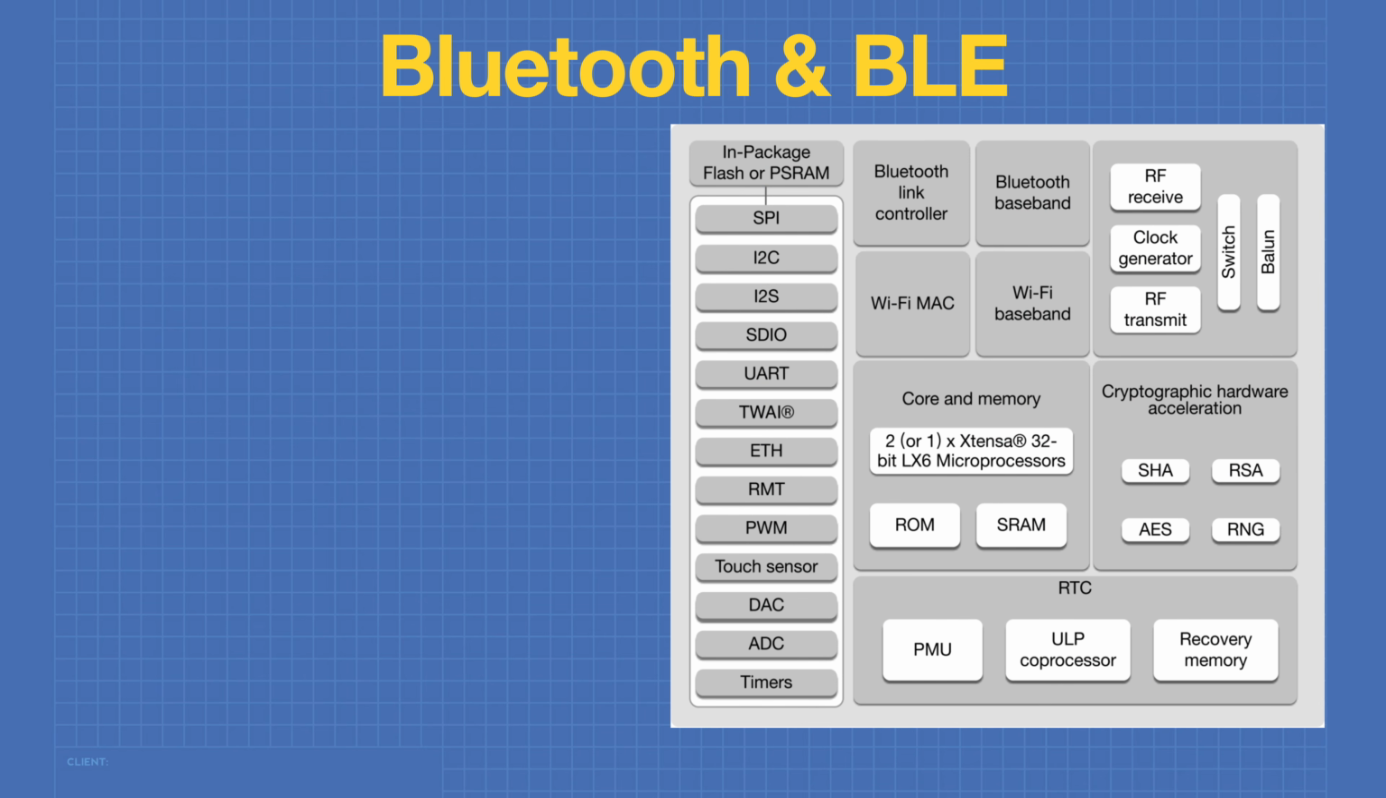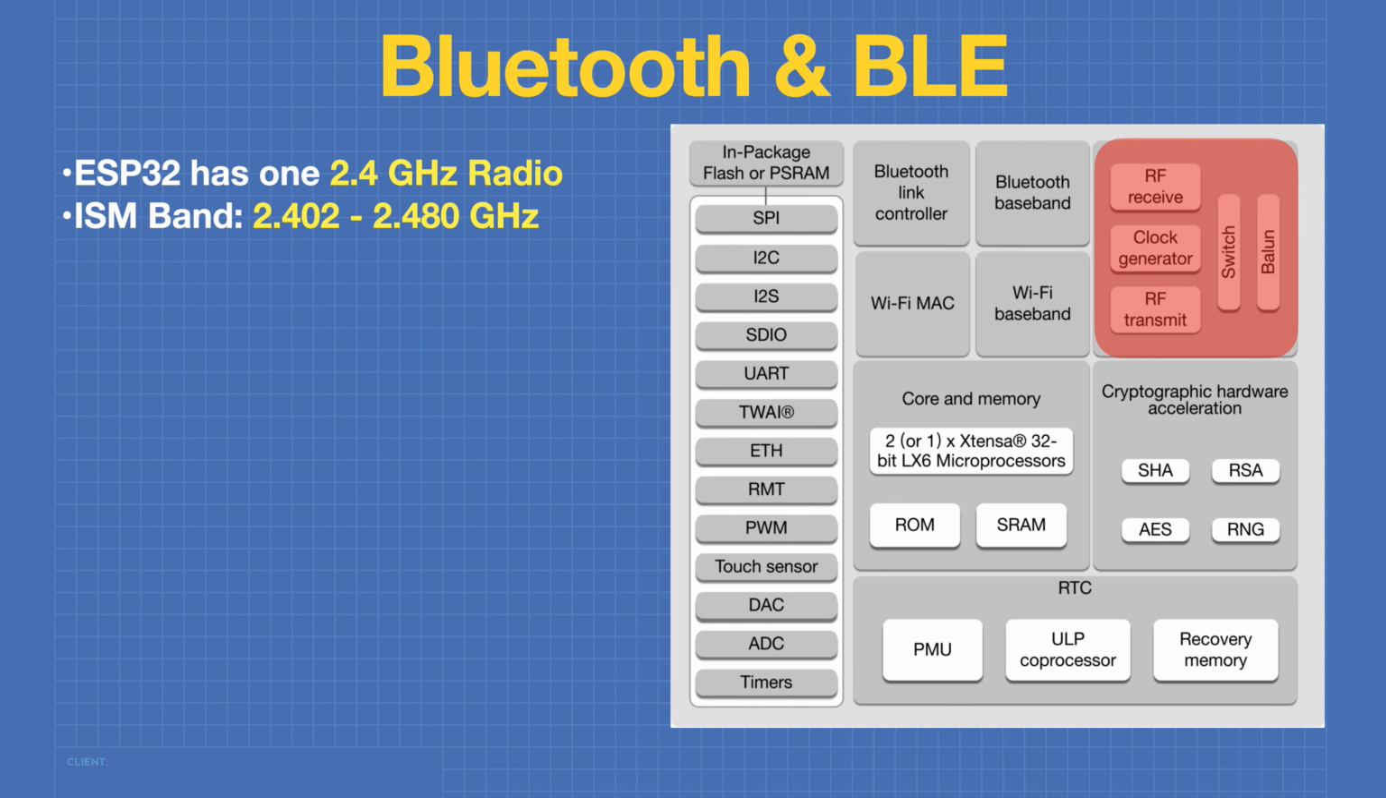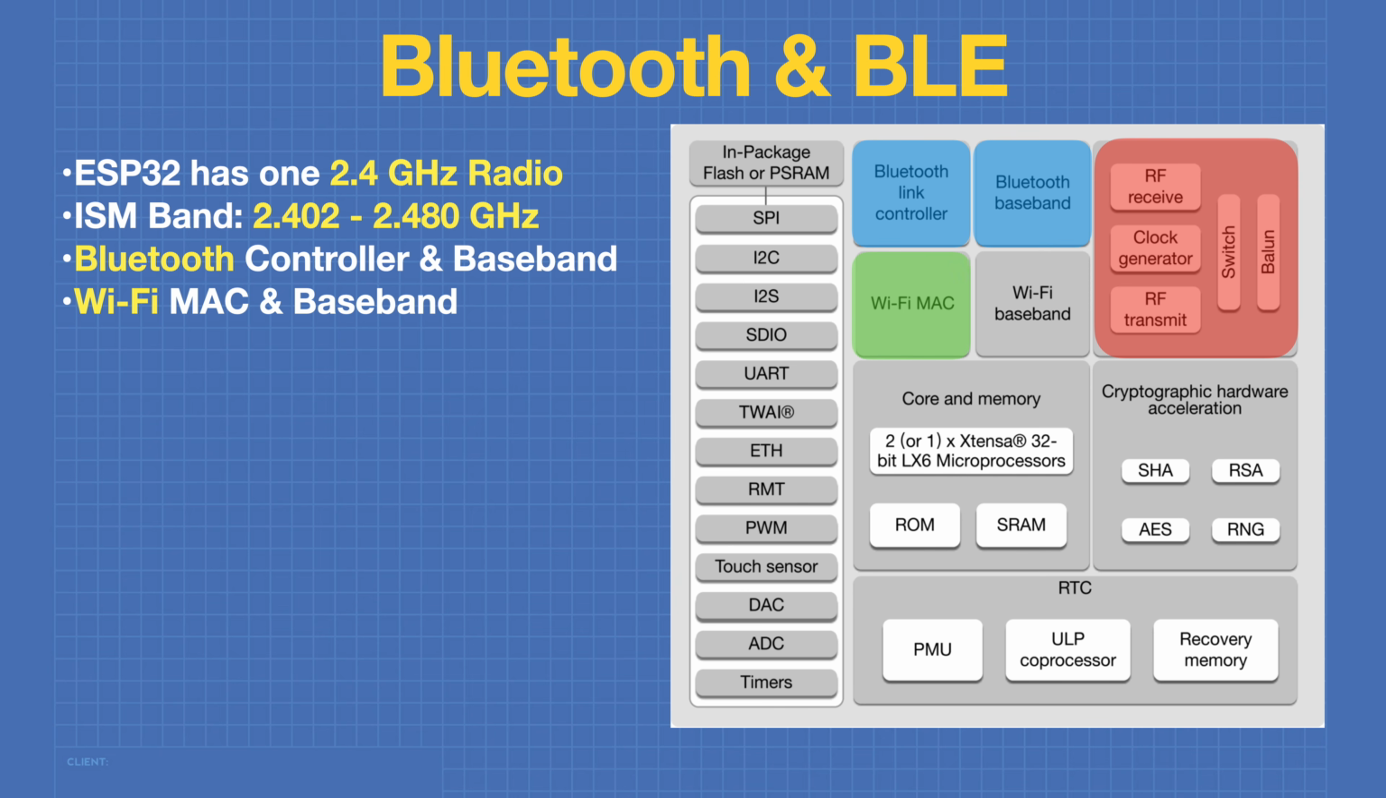Internally, the ESP32 has one 2.4 GHz radio module. This module works on the industrial, scientific, and medical band from 2.402 to 2.480 GHz. The ESP32 contains a Bluetooth controller and baseband. It also contains a Wi-Fi media access controller and baseband.